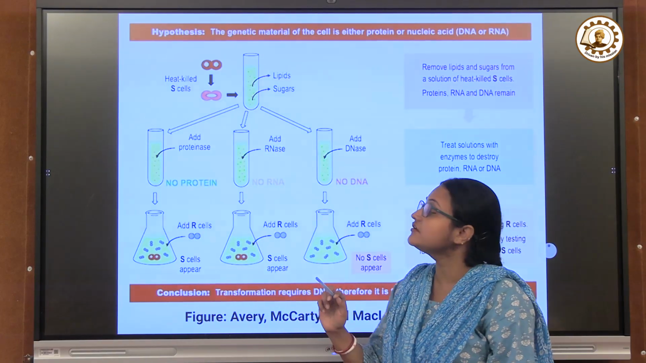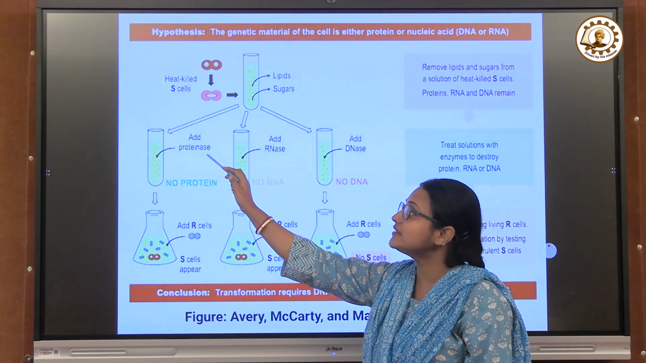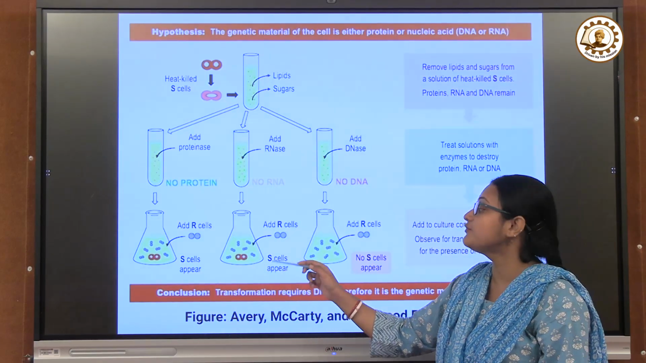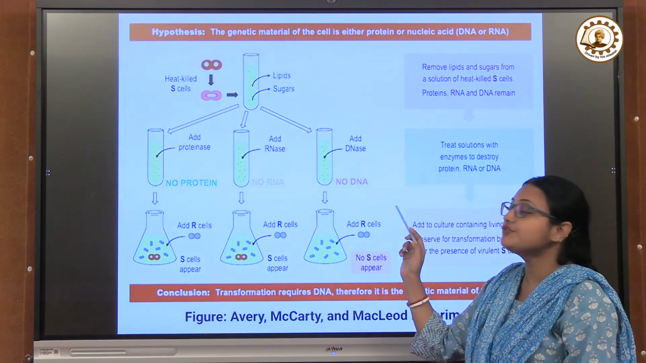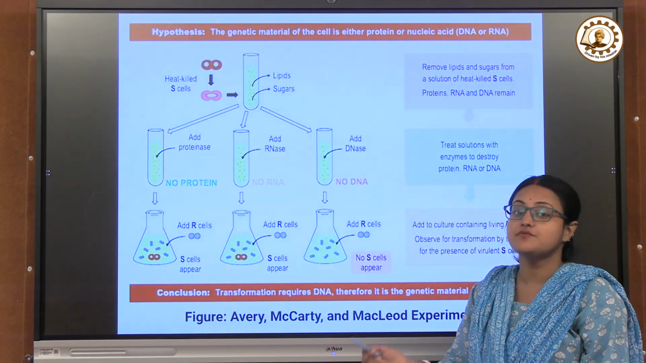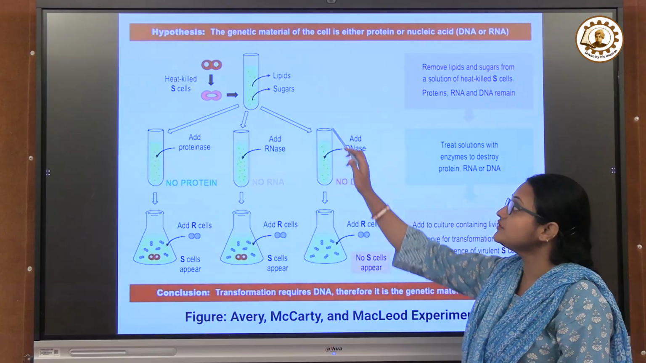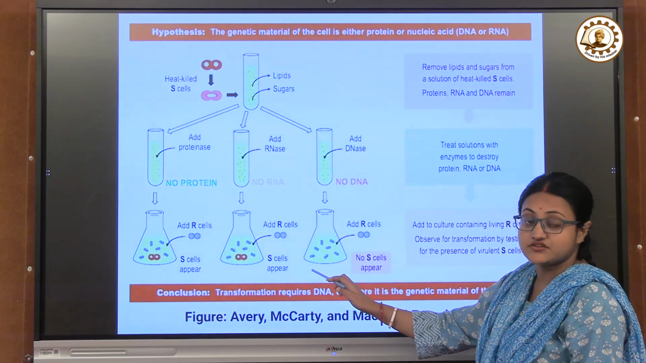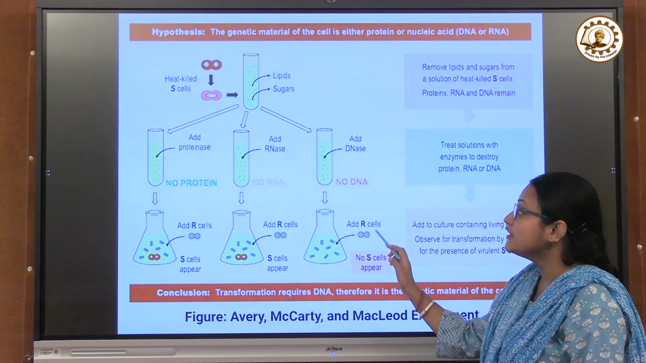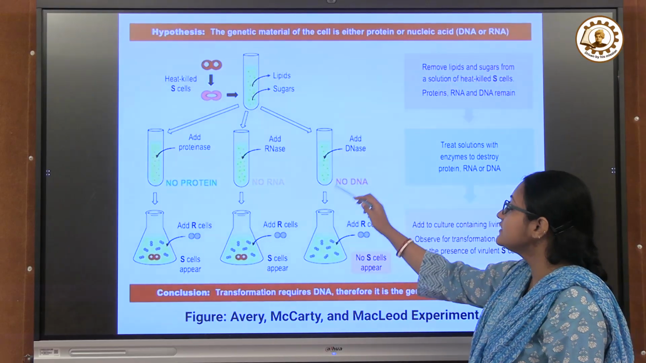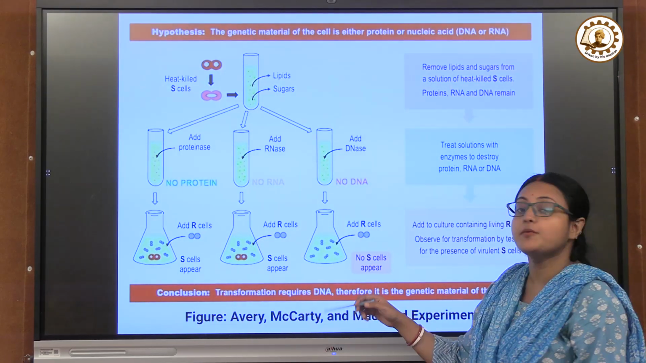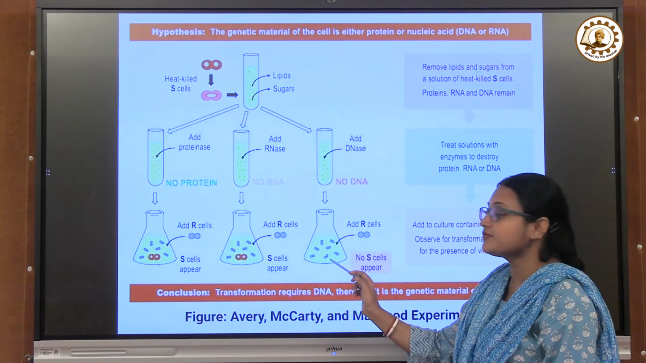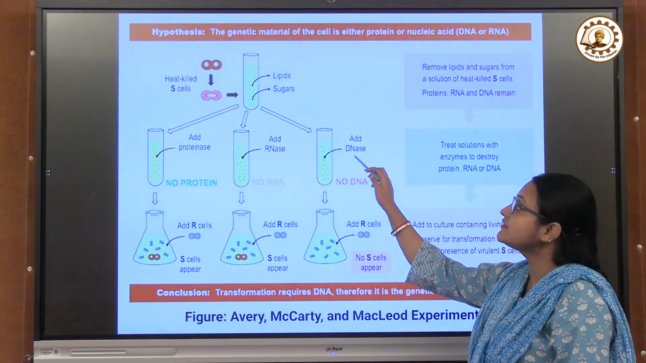because if there was the heat-killed S extract which was transformed, if that was protein, then after adding the protease it would be degraded. If it was RNA, then after adding the RNase it would be degraded. But if it was DNA, then after adding the DNase enzyme which degrades the DNA, the transforming material will be degraded. Here you can see no S cells appear. So it was proved that this transformation requires DNA. Because it was DNA which is transformed, it is degraded by adding the enzyme DNase.